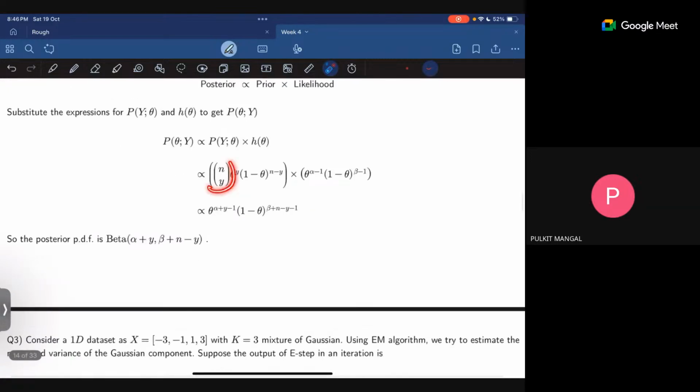Again, this n choose y here would be constant. It does not depend on our theta, so we will ignore this. The part we are left with is theta: theta power y times theta power alpha minus 1 becomes theta power alpha plus y minus 1. Same for the other term, n minus y and beta, it becomes beta plus n minus y minus 1. So this is similar to a beta distribution. The parameters are alpha plus y, beta plus n minus y.